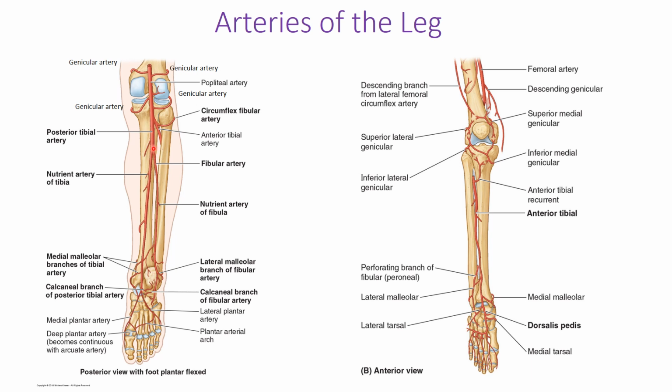As it's coming down, it's going to give off a branch, the fibular artery. The fibular artery is going to run laterally in the posterior aspect of the leg down to the lateral malleolus, whereas the posterior tibial artery continues down to posterior of the leg, and it's going to run behind the medial malleolus.